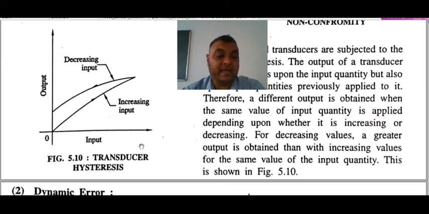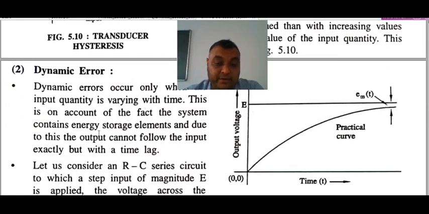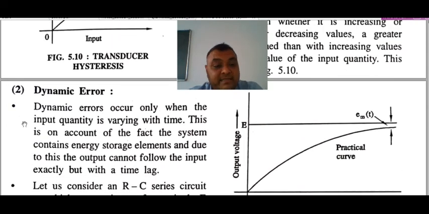Okay, now we will see what the dynamic error is. Dynamic errors occur only when the input quantity is varying with time. If the input quantity is varying with time, you will get the dynamic error, and this is on account of the fact that the system contains energy storage elements, and due to this the output cannot follow the input exactly but with a time lag.